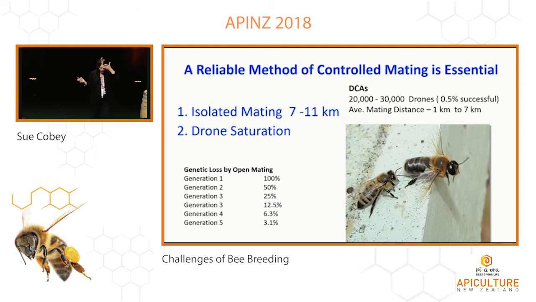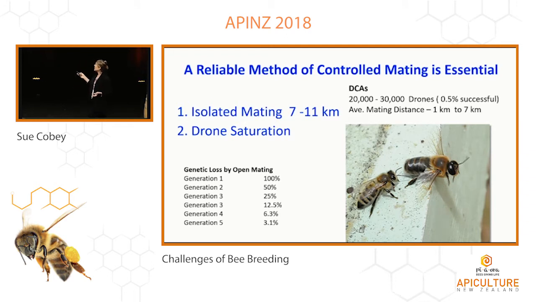This is kind of interesting. If you look at the loss in one generation, if you have your select breeder queen and you just randomly mate them out there, you'll lose half of that complement, or half of that genetic makeup, in one generation. So this can go down really, really fast. It can also build up really fast if you have controlled mating, if you have isolated mating and you can maintain those. That helps a lot.